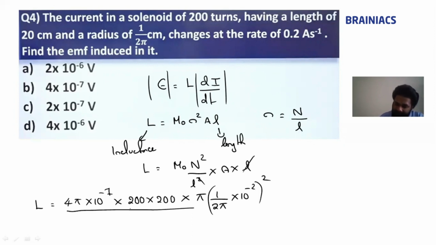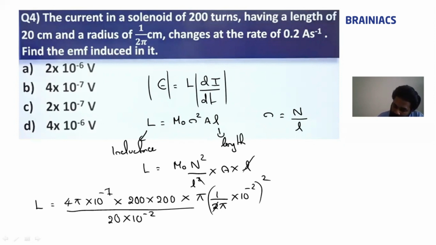Divide by its length, 20 centimeters. So 20 into 10 raised to minus 2. Okay, this is what is L. Now what else we need? We need to find EMF. So di by dt is there. So first we will find this, then solve.